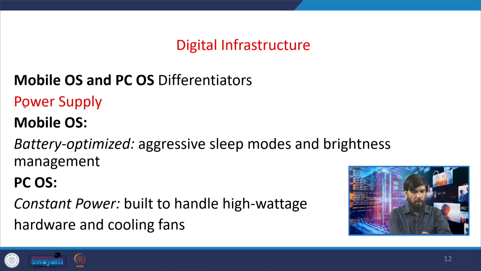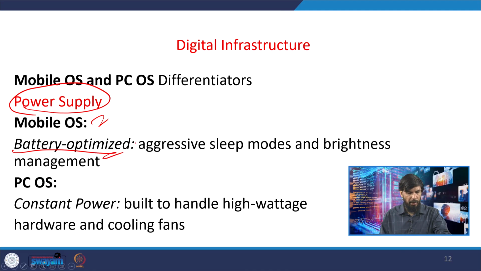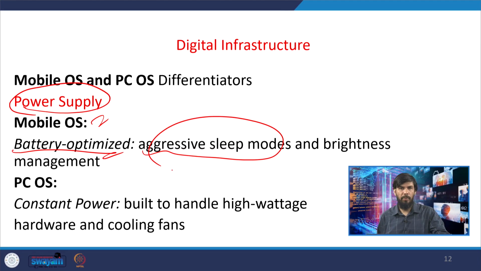Now we look at the power supply here. In case of mobile OS, it is battery optimized, because mostly battery is needed for power. So there would be aggressive sleep mode, so it would like to optimize. If you are not using the phone, it will go to sleep, right. Brightness management is also there again for the same purpose, right. So there would be options to auto manage this brightness also.